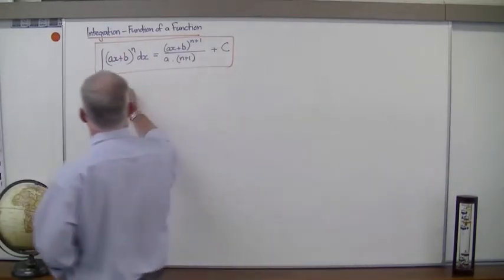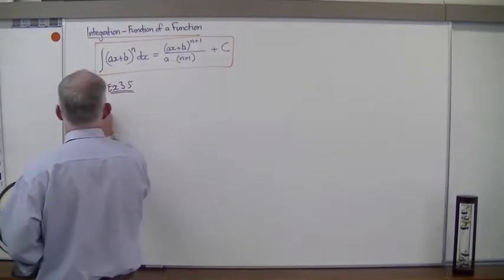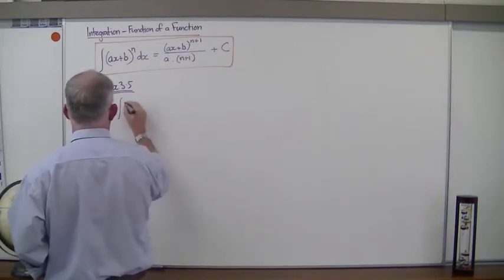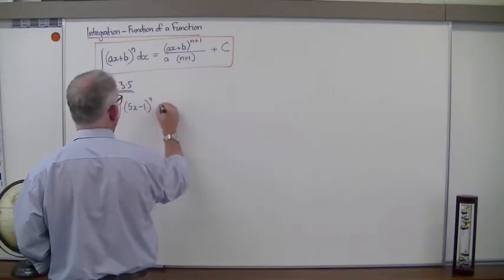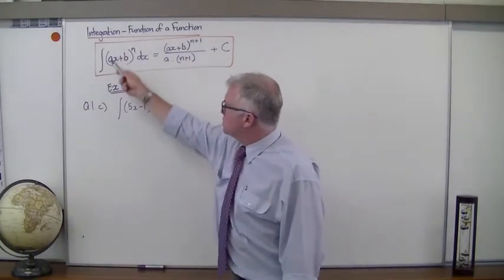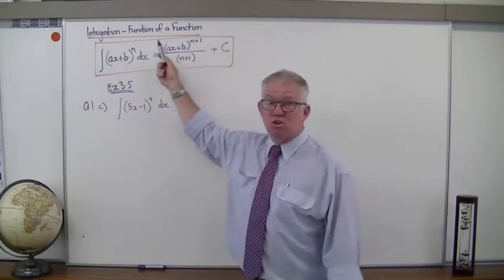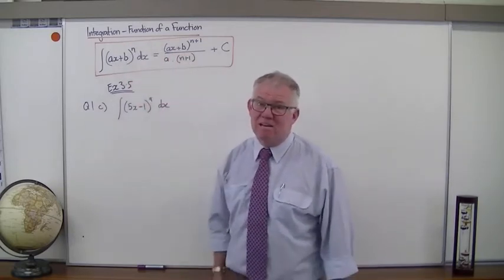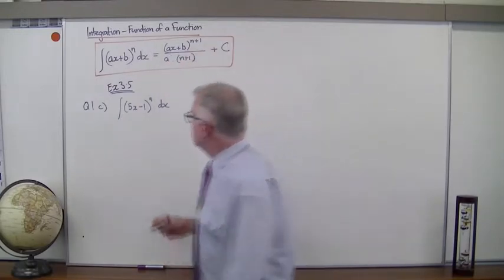Right, let's get started. We're in exercise 3.5, and we're going to be starting on question 1c. It asks us to find the indefinite integral of (5x - 1)^9 with respect to x. Now if we follow this template here, here's our function in the brackets to a power, and we're just going to end up pretty much copying this out, but instead of having the pronumerals a, b and n, we'll put in the numerals.